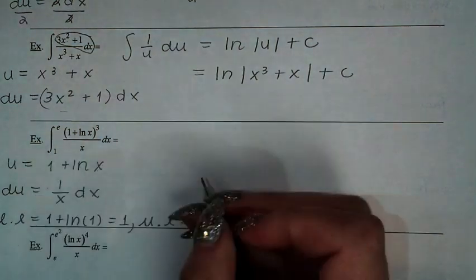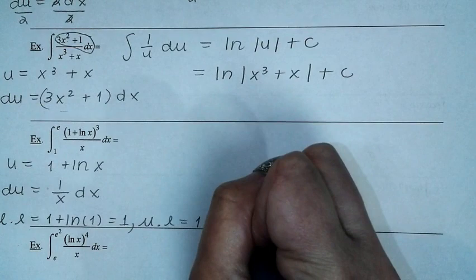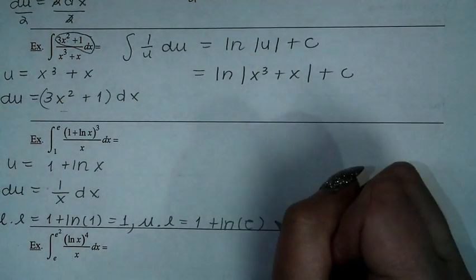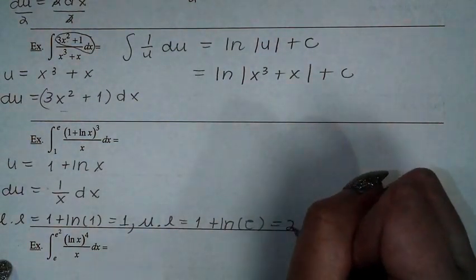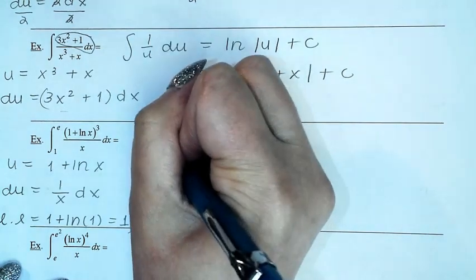And your upper limit, that is e, what are you going to do with the upper limit? You plug it here, okay, so you have that it's 1 plus natural log of e. What's natural log of e? That's 1. So we have a 1 plus 1. So this is going to be a 2. So you are very happy because you can change the limits of integration to 1 and 2.